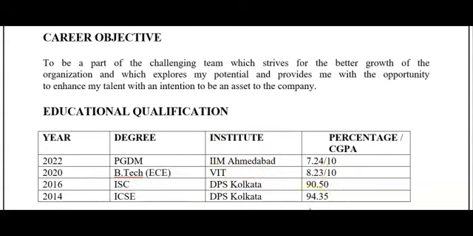94.35%. So since this is a CV of a fresher, we will bank on his educational qualification, his internships, his industrial trainings, any kind of research projects if he has been acquainted with. So we will be banking on those things.